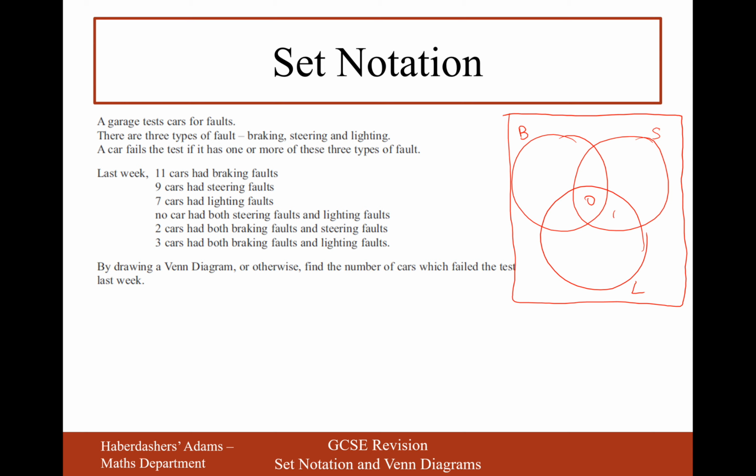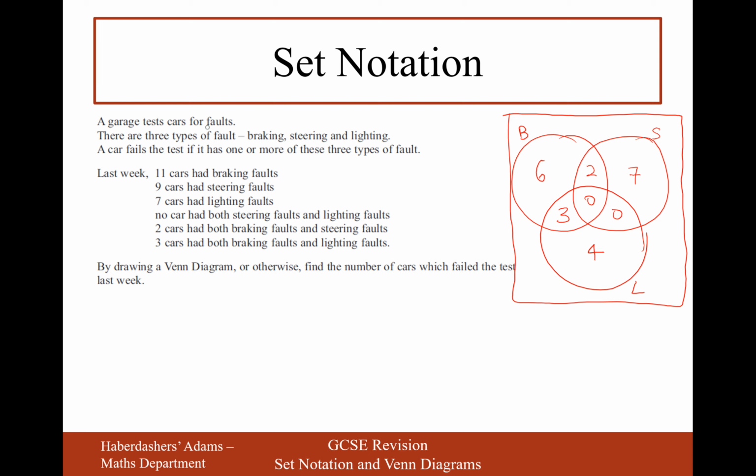So this intersection here is empty. No car had both steering and lighting faults. So it's zero in both of those two cells there. Two cars had both braking and steering faults. Three cars had both braking and lighting faults. Okay, so now we can go to the outside ones now. 11 cars had braking faults, so we've got 5 already, so that's 6 left over. 9 cars had steering faults, so that must be 7 left over. And down the bottom, it's going to be 7 cars have lighting faults, so that's 4 down the bottom there.